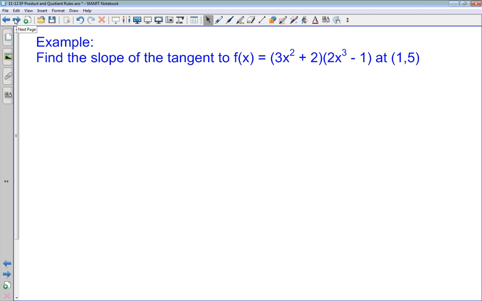Here we're asked to find the slope of the tangent to the function f at x equals 3x squared plus 2 times 2x cubed minus 1 at the point 1, 5. Anytime we're asked to find the slope of the tangent, we know right away what we're going to have to do to our function. What are we going to have to do to our function to find the slope of the tangent? We are going to have to find the derivative. So let's find our derivative here.